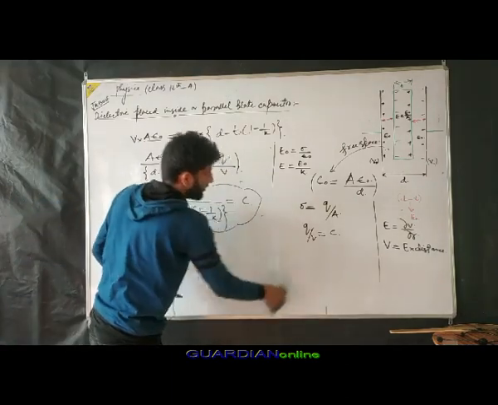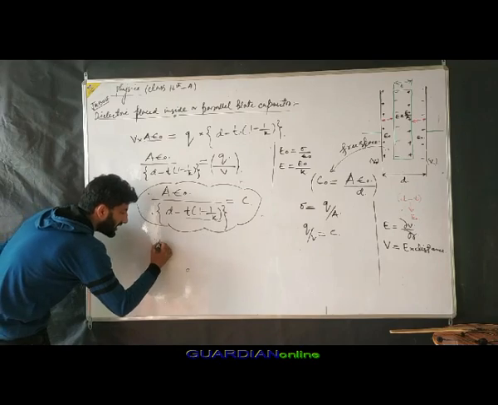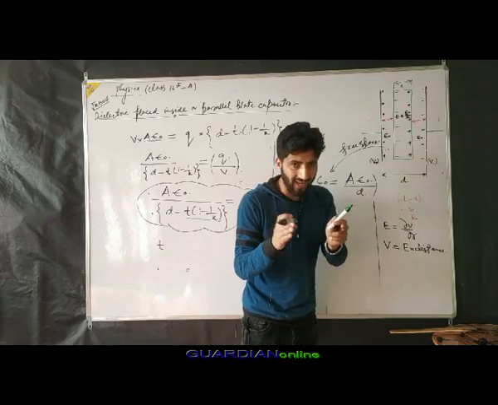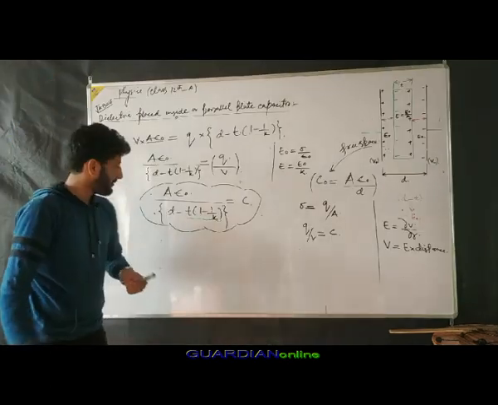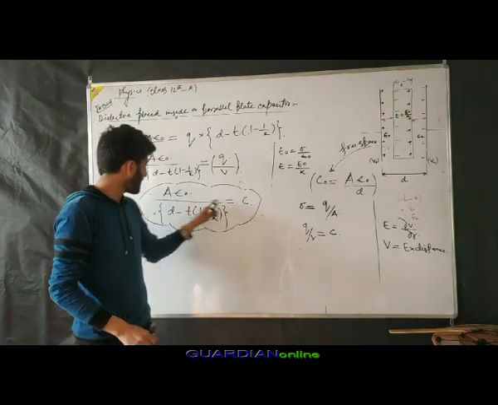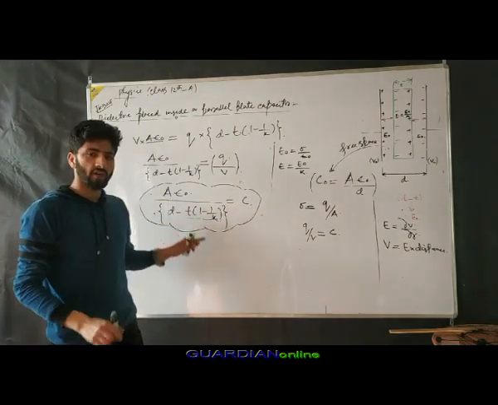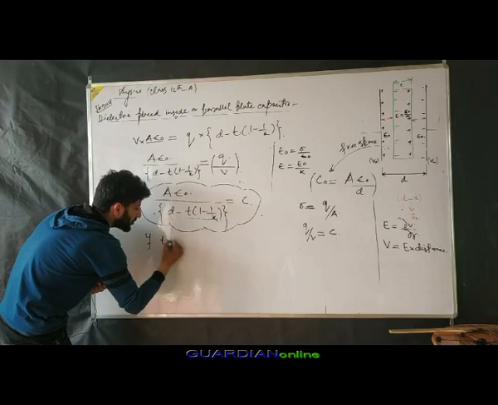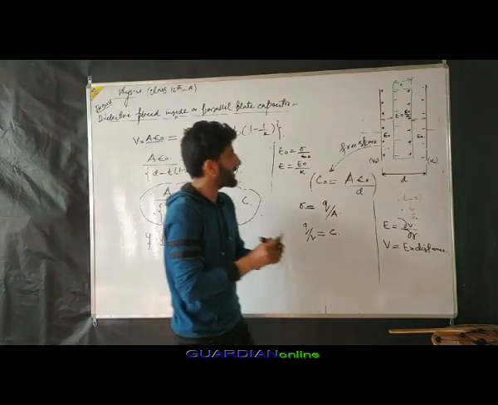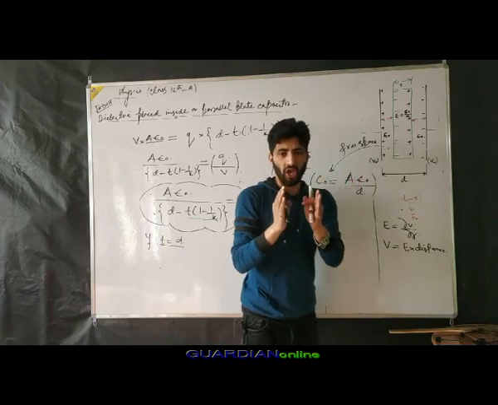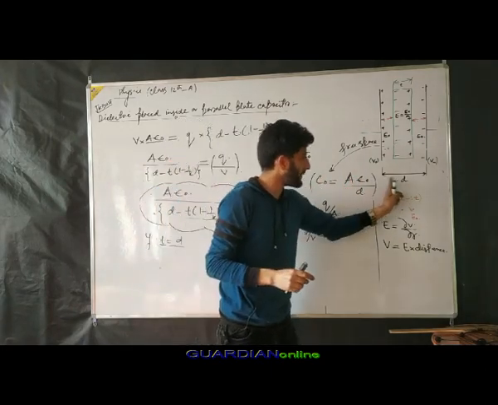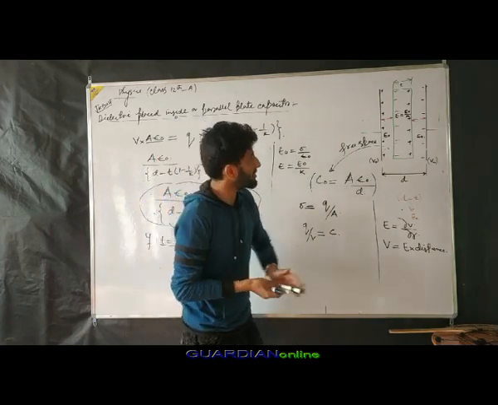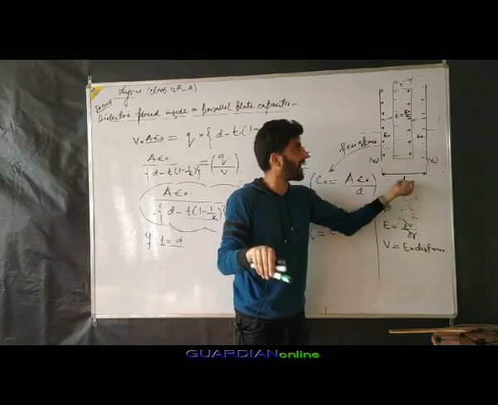The very important equation is capacitance C equivalent to A epsilon naught divided by D minus T, 1 minus 1 by K. Now a more general case: if T is equivalent to D, meaning the entire thickness is filled by the dielectric slab of thickness T, then what is the effect? Does the capacitance increase or decrease?